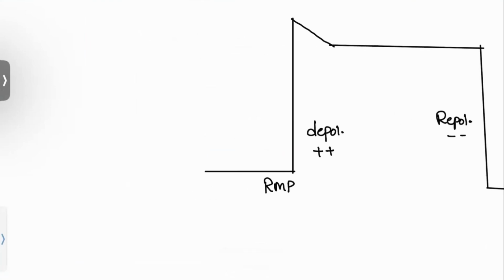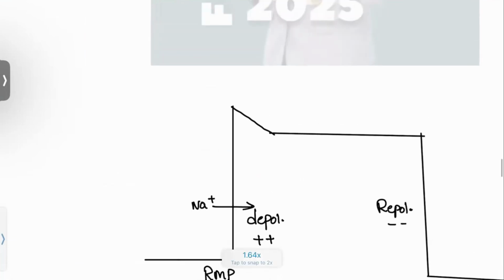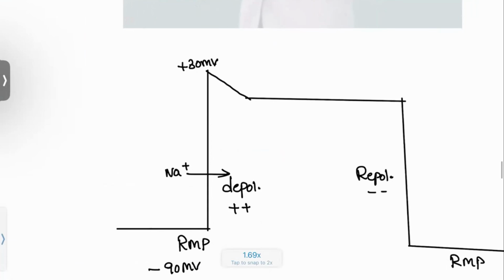And what is the resting membrane potential of the ventricle? That is minus 90 millivolts. There will be an influx of sodium and the cell will go into the depolarization state, reaching plus 30 millivolts. The depolarization is nothing but the contraction of the ventricles. Immediately after reaching plus 30 millivolts, the positive ion potassium will go out of the cell. So that is your potassium efflux.